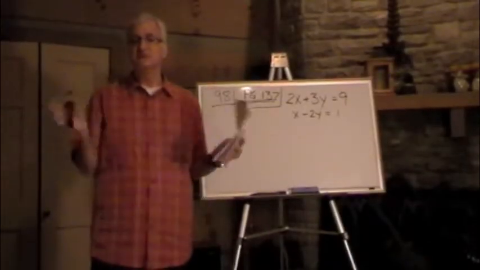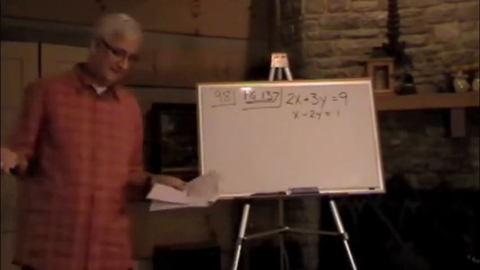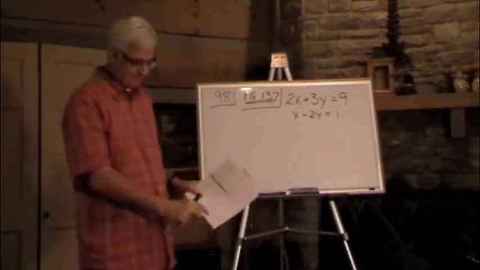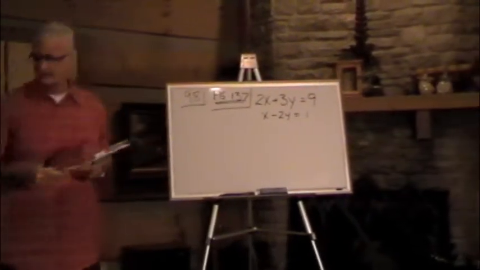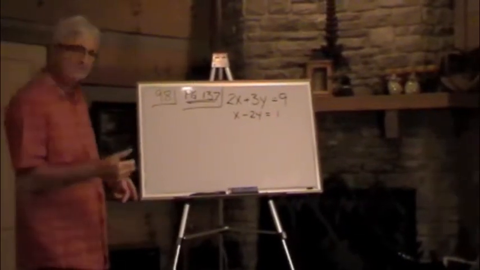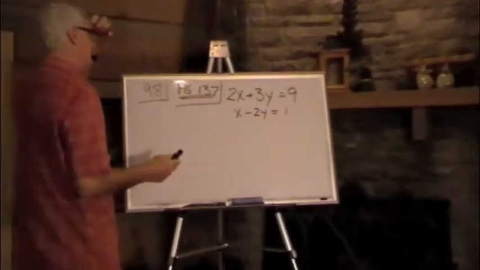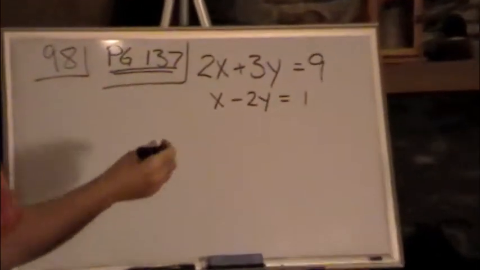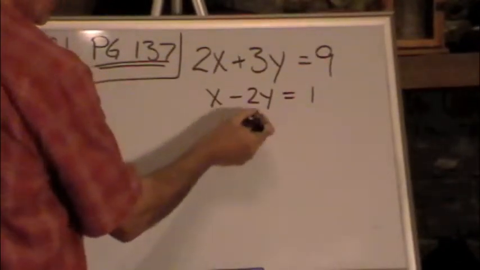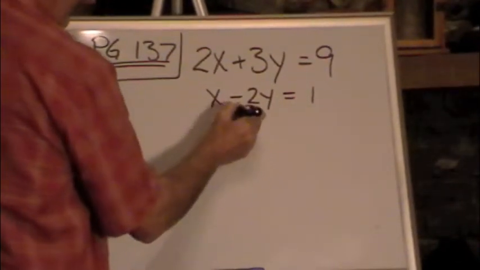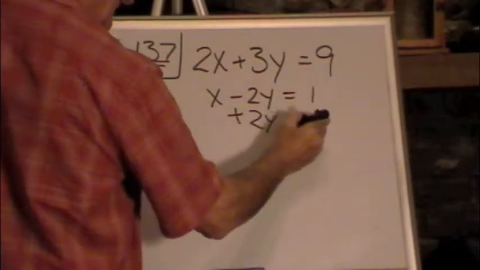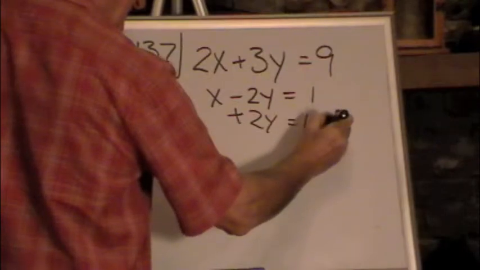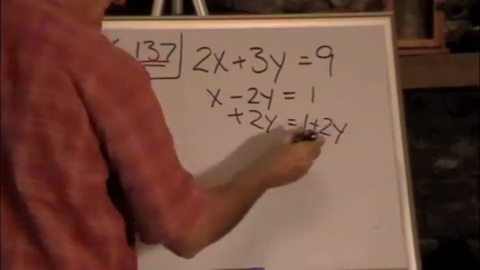Okay, let's do another one just because we can. I'm going to go to the very last one on the bottom right of the page. I've got it written down. You can find it. Let's work on it. Now here, for me, being lazy, I see this being the easy one to work with and find the x value. Do my plus 2y equals 1 plus 2y.